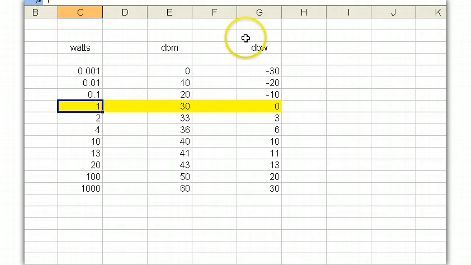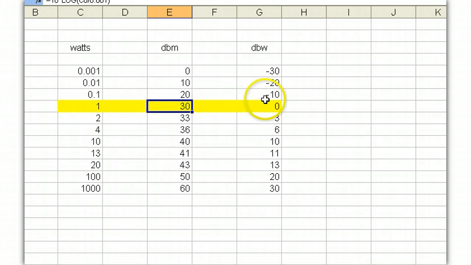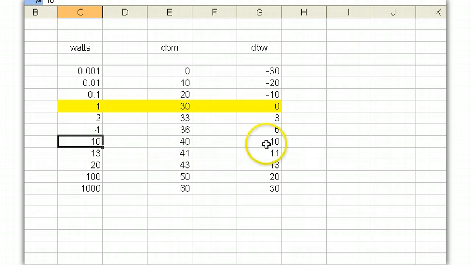Also, I've snuck in another term over here, a dBW. A dBW is a dB reference to 1 watt. And notice the difference between these numbers is a factor of 30. So if you had 30 dBm, you'd have 0 dBW. Again, if you were to have 10 watts, you would have 10 dBW.